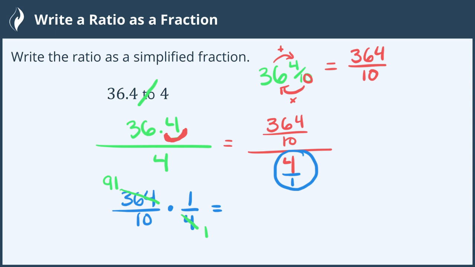So I'm just going to multiply straight across now. 91 times 1 is 91. 10 times 1 is 10. And now I have rewritten this ratio as a simplified fraction, and we're all done.